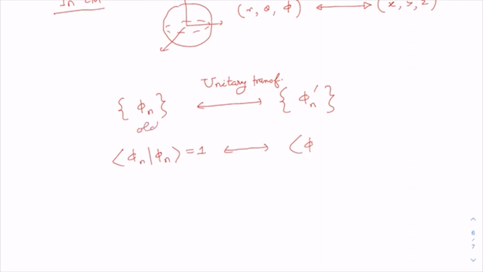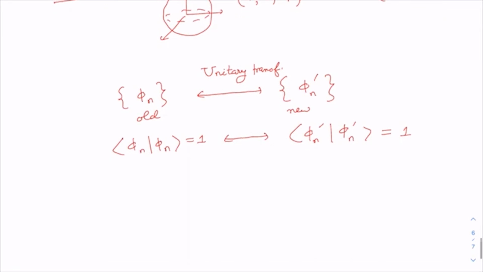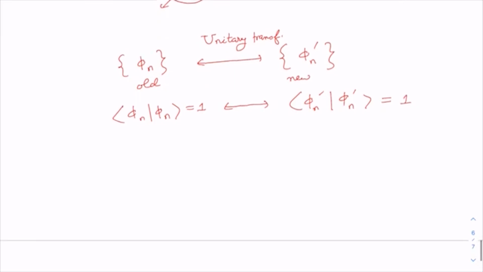this old coordinate to the new coordinate, this has to be maintained. The scalar product has to be equal to 1. So this is what we mean by unitarity, and this is ensured by unitarity of the transformation matrix. Unitarity of the transformation matrix ensures it.